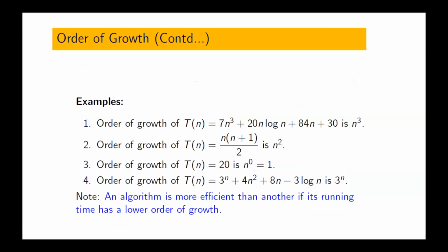So these are different orders of growth here. In example 1, it is n cube. We drop lower order terms as well as constant coefficients of the highest order term, and whatever remains is n cube. Here also the same thing: 1 by 2 into n square plus 1 by 2 into n. This n square remains. Similarly, here this entire thing will go, so finally 3 power n remains. So that's what we learned yesterday.